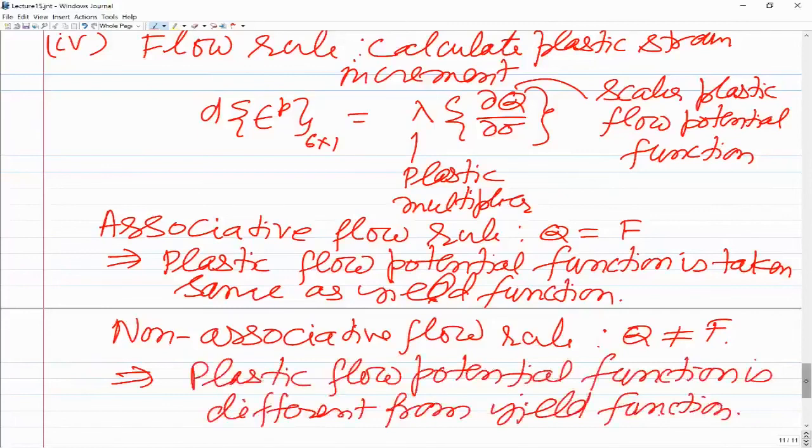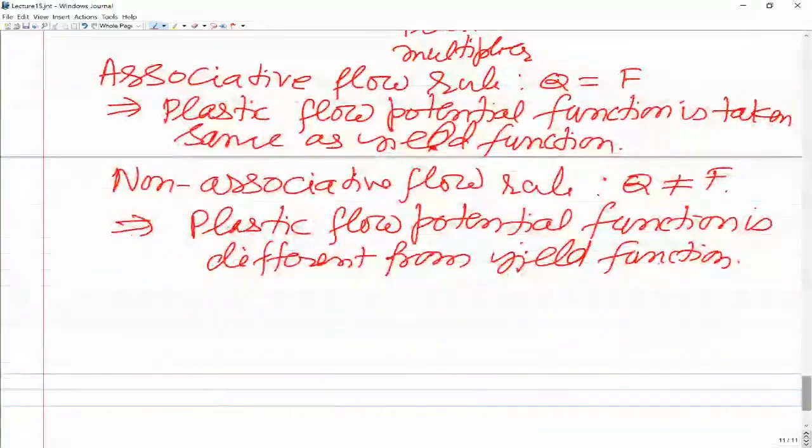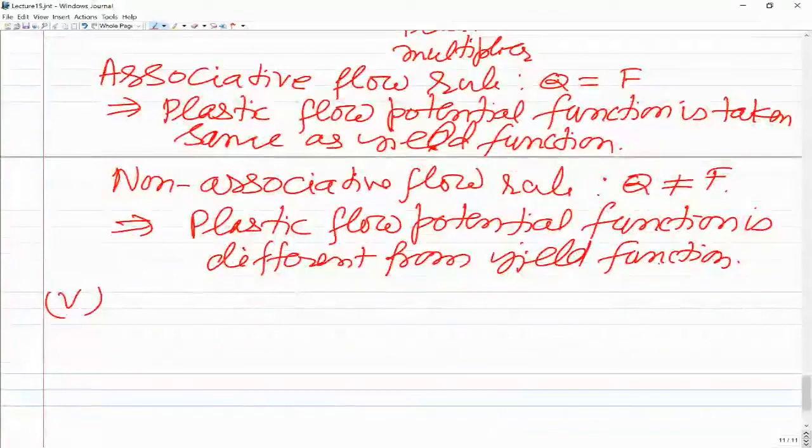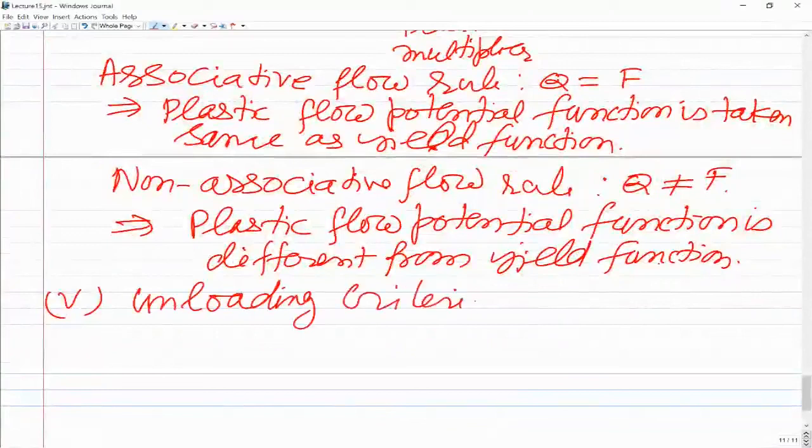So yeah, this is about the flow rule, and the last thing in concept you need to understand is the unloading criteria. I already said the unloading happens parallel to the initial loading elastic region. So unloading criteria I have already talked about in the diagrams, but you need to understand what is the unloading criteria for the material. So that's the last thing which you need to understand.